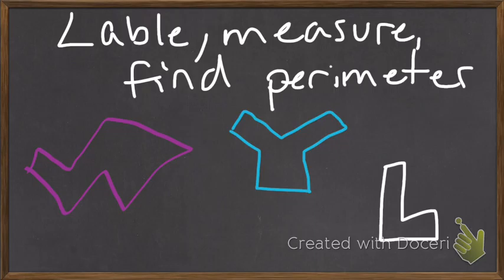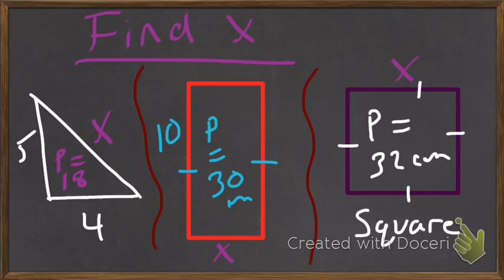So we're going to do a little bit of an activity. We're going to label, measure, and find the perimeter of each one of these values. That's something you can do on your own for a little bit of practice. And you're also going to try to find x in each one of these. If you're struggling with the way to approach each one of these questions, we've already done an example, so you can go back and check how we did it before.